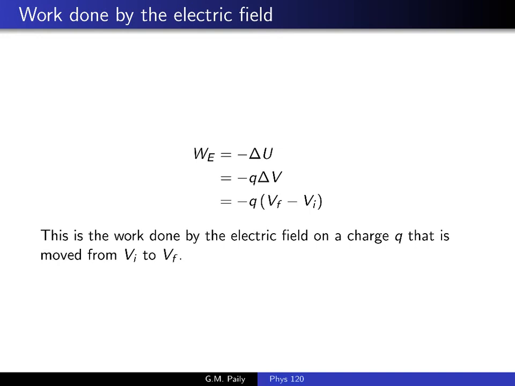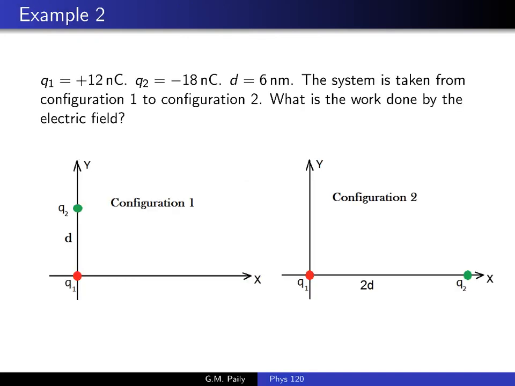Finally, we look at another expression for the work done by the electric field. We have seen that the work done by the electric field is negative delta U, but now we can use U equals VQ to write this as negative Q delta V. And so this is the work done by the electric field on a test charge Q that is moved from V initial to V final. Negative Q delta V is the work done by the electric field.